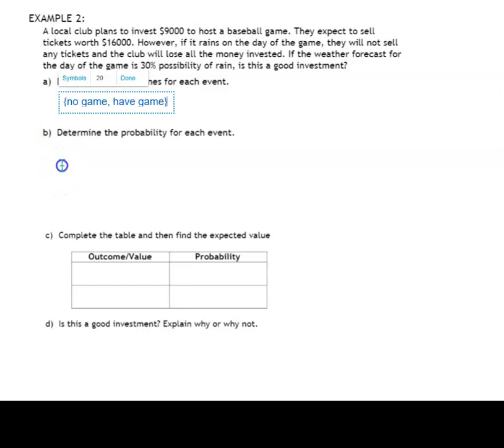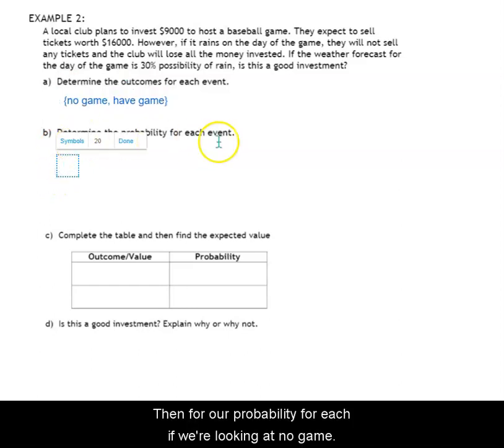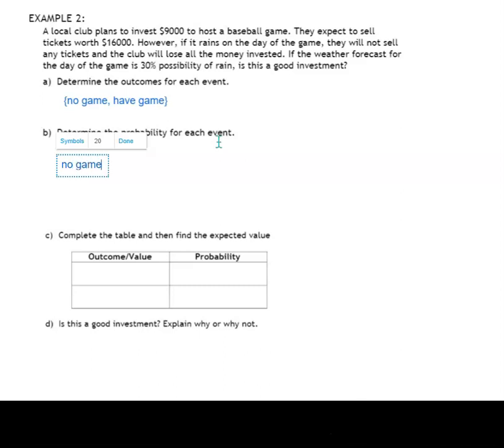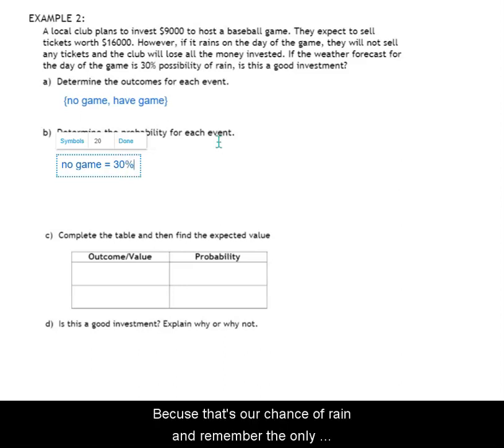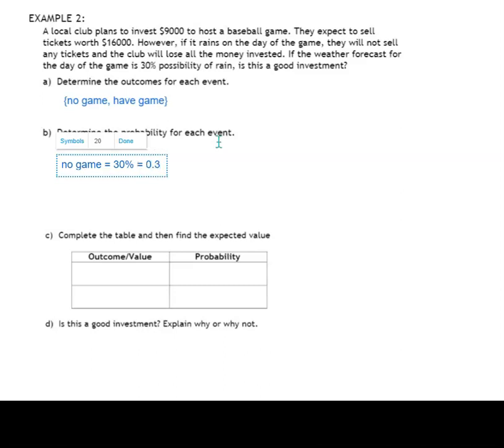Right? Then for our probability for each, if we're looking at no game, that probability is 30%, because that's our chance of rain. And remember, the only reason that we're given that they're going to cancel is rain. So that's a 30% chance. And I'm going to turn that into a decimal. So 3/10.